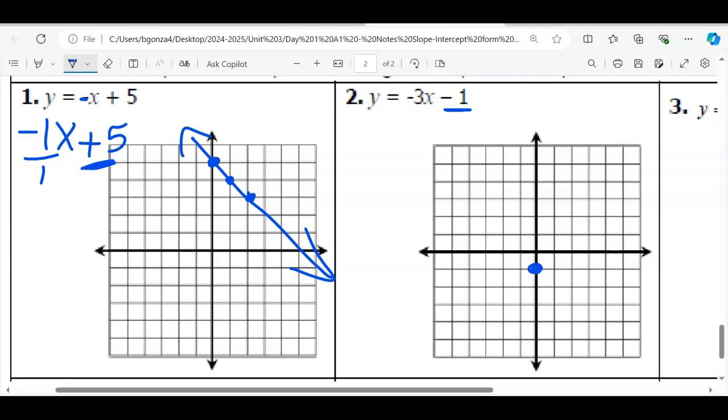-3 means -3 over what? Remember, slope needs to be a fraction. Slope is rise over run. So -3 is -3 over 1. Look right here. You got to know that a whole number is over 1. So if my slope is -3 over 1, does that go up or down? Negative goes down. Okay, so down 3, right 1. Again, if you have a negative, that goes down to the right. Okay, you can use your straight edge to make a nice straight line.